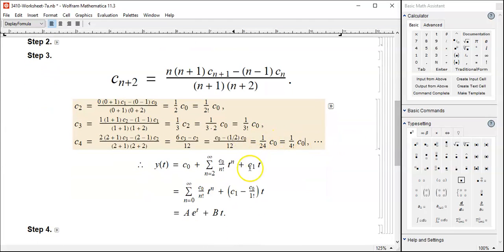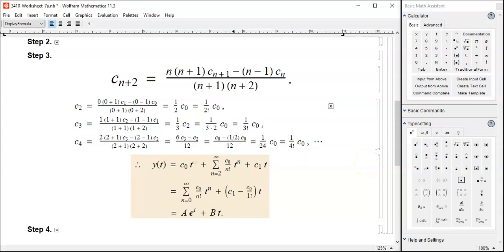Okay, let's put those into our final form. This is C0 t to the 0 power, so that's the constant term. And then, starting from n equals 2, we have this series expansion. So this is C2, C3, C4, and so on. Those are all C0 over n factorial. And then finally, C1 is arbitrary, so we have C1t.